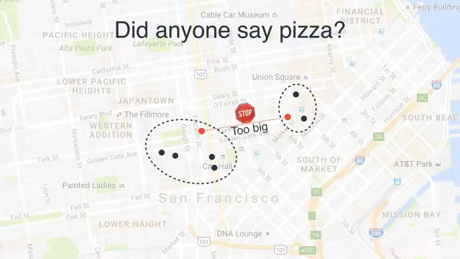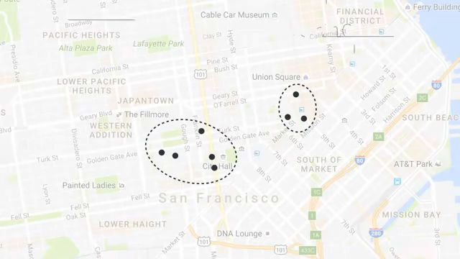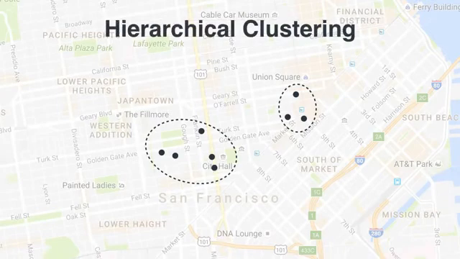But let's say that's just too big. So we have maybe a measure of how much is too far. So we stop here. And that's it. That's hierarchical clustering. It's pretty simple, right?